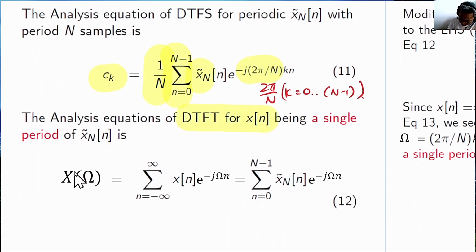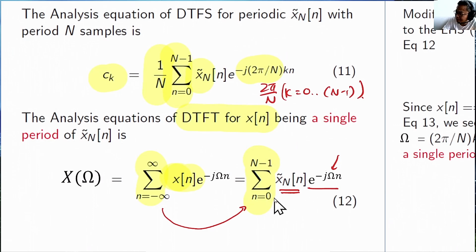Now the DTFT of a single period is the sum for n equals minus infinity to infinity of that single period. Since the single period has finite support only from n equals 0 to N minus 1, we reduce from this equation to this equation, taking that single period. The difference is that we are examining this single period with all ω, very different from the DTFS, where we are only examining at discrete frequencies at 2π over N for different k's.